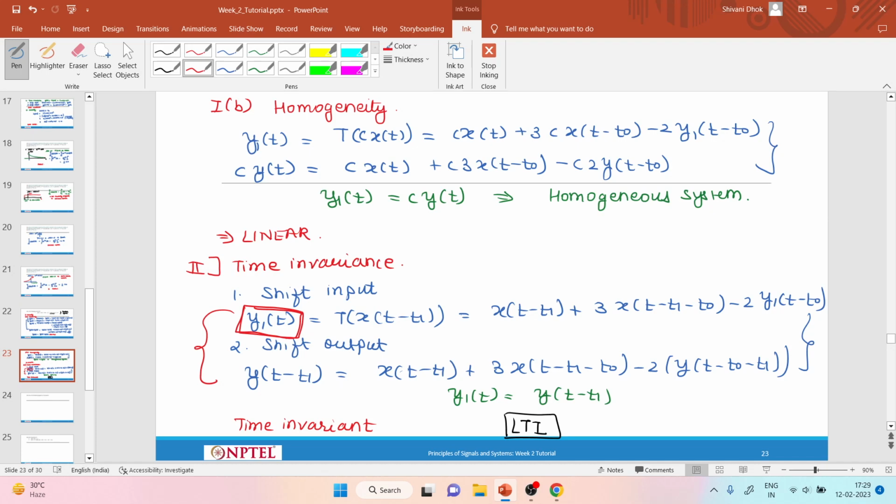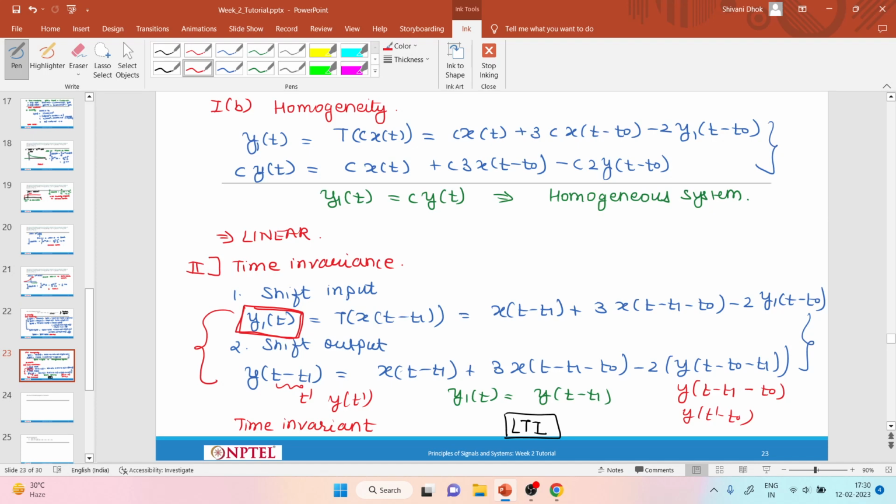You can see here it is y1 of t, and here it is y1 of t minus t naught. Here I am having y of t minus t1, and here this y of t minus t1 is shifted by t naught. So if I say that this is t dash, this y of t dash will be equal to y of t dash minus t naught. And if I compare these two, these are actually the same terms that I am getting. So by comparison, I am saying that y1 of t is equal to y of t minus t1.